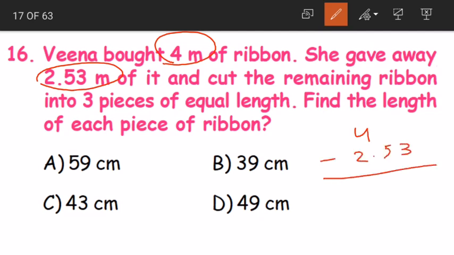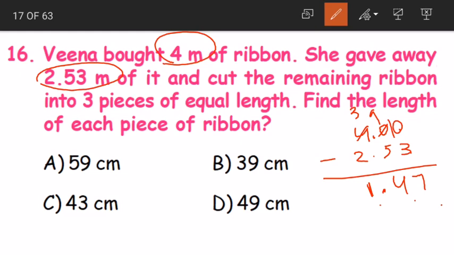Instead of 4, we'll write it as 4.00. If we write it also as a decimal number, it will be easier for us to subtract. Now we have already dealt with the subtraction of decimal numbers. 0 minus 0 is not possible. Borrowing, 10 minus 3 is 7, 9 minus 5 is 4, the decimal point, and 3 minus 2 is equal to 1. Yes children? So what is this? This remaining ribbon, the length is 1.47 meters.